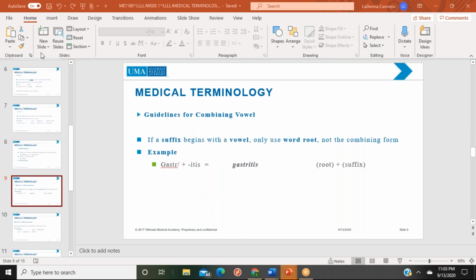Okay, here are some guidelines for combining vowels. If a suffix begins with a vowel, you usually use the word root, not the combining form. Here's an example. GASTR plus itis equals gastritis. So this is root plus suffix.